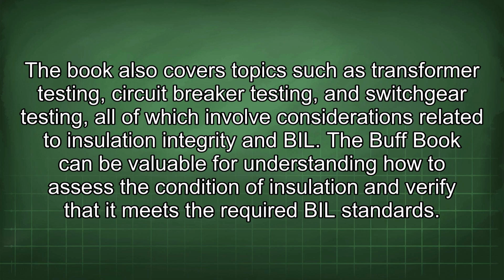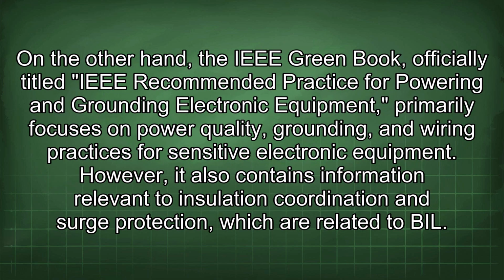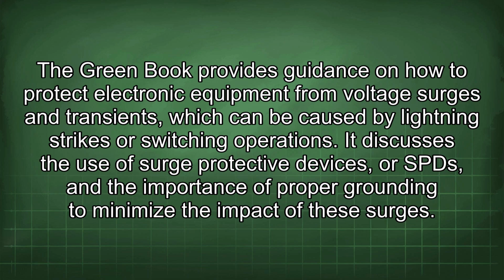the required BIL standards. On the other hand, the IEEE Green Book, officially titled IEEE Recommended Practice for Powering and Grounding Electronic Equipment, primarily focuses on power quality, grounding, and wiring practices for sensitive electronic equipment. However, it also contains information relevant to insulation coordination and surge protection, which are related to BIL. The Green Book provides guidance on how to protect electronic equipment from voltage surges and transients, which can be caused by lightning strikes or switching operations.